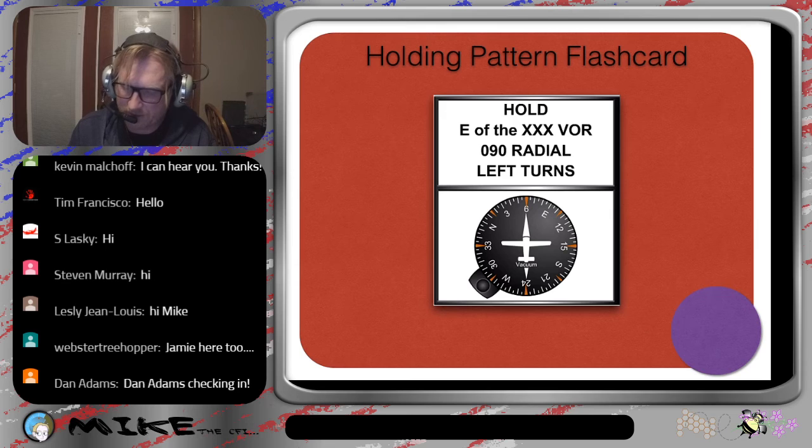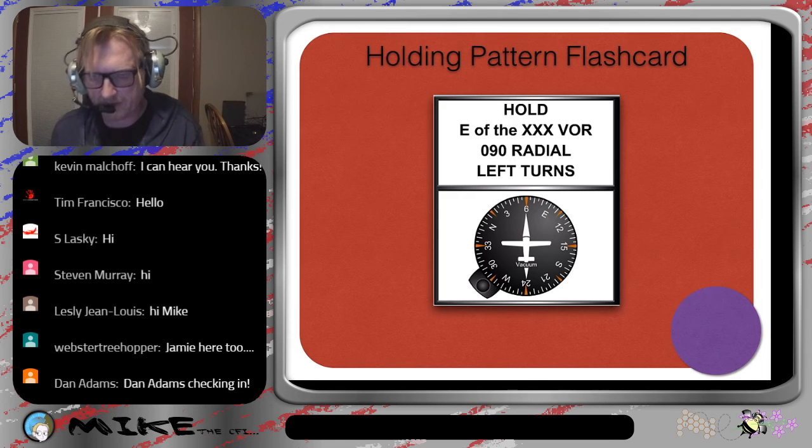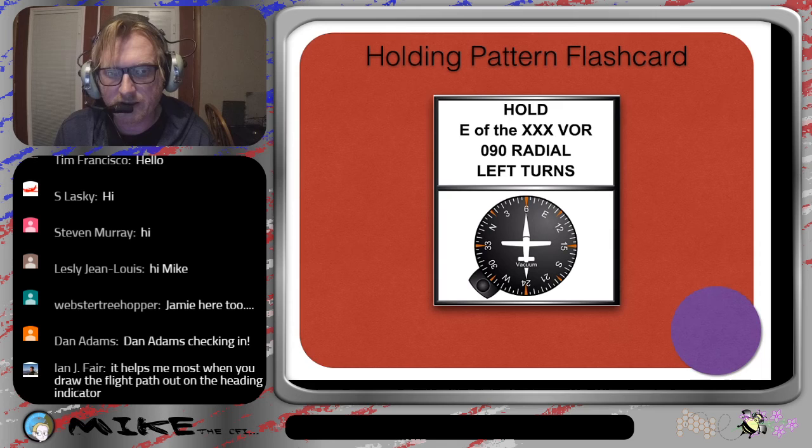Oftentimes you get a holding instruction with not much time to react, and so the better you are at picking that holding pattern, the more confident you're going to feel about getting into that holding pattern. And yeah, drawing the flight path out on the heading indicator, that works good too. Bring yourself a little dry erase marker.